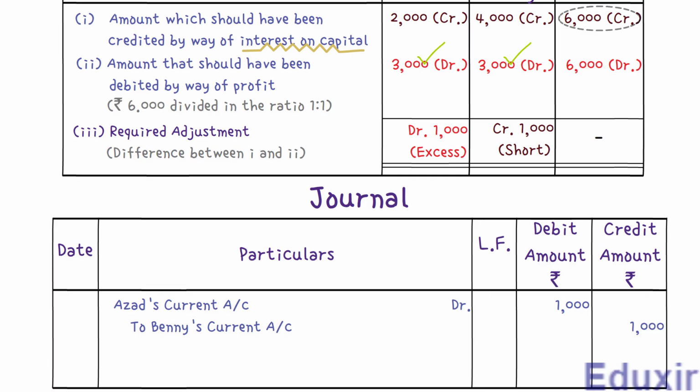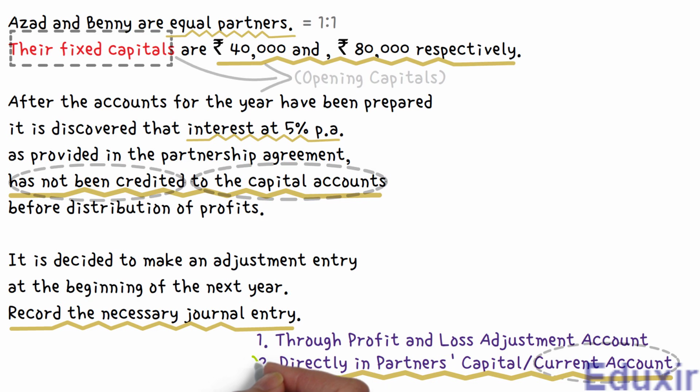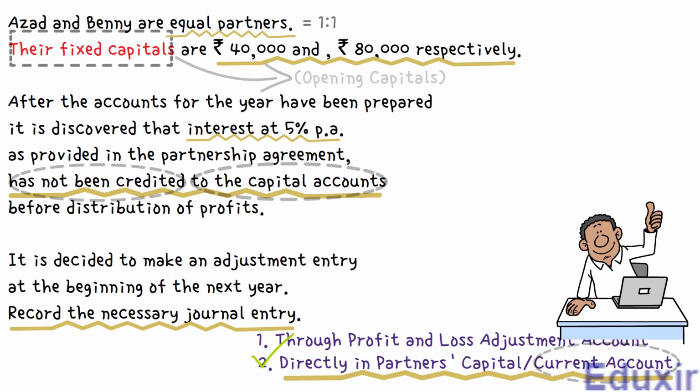Let's then write the description or narration of this transaction as adjustment made to the profit for omission of interest on capital. If you notice here, we recorded all the entries in partner's current account. No other account is touched. So with that, we have completed the recording of the adjustment entry with the second method to record the adjustments directly in the partner's current account. And with that, we have come to the end of the solution to this problem.